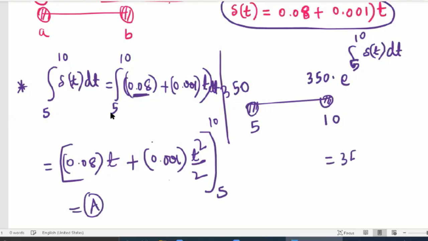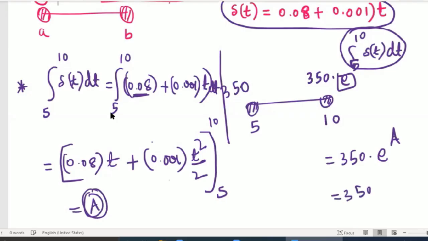Answer will be 350 into e power a. See, e is here, there is no integration sign. The integration sign is here in the exponent. So you find this separately and write the value here. Then use a calculator, find the value of e power a, whatever it is, multiply, and you will get the answer. And this formula you will be using in 10 to 20 problems, with a slight modification.